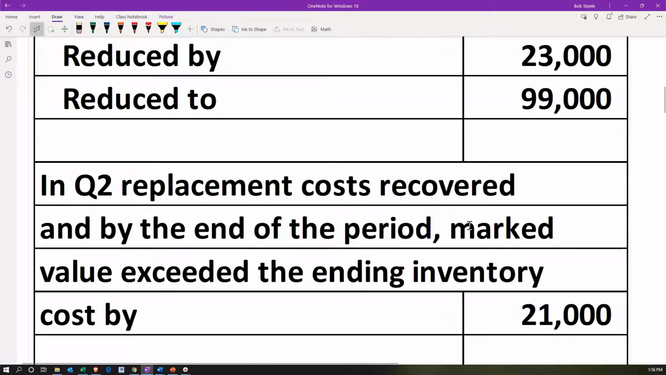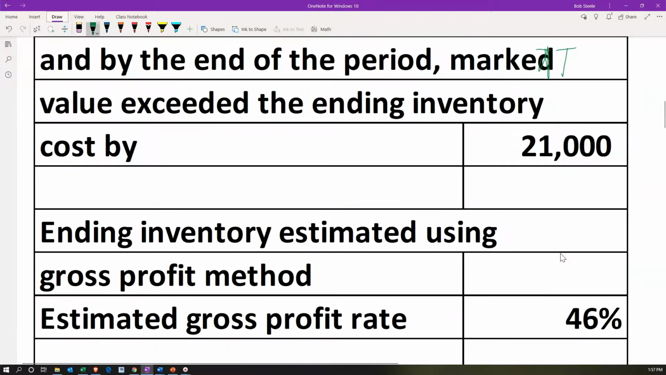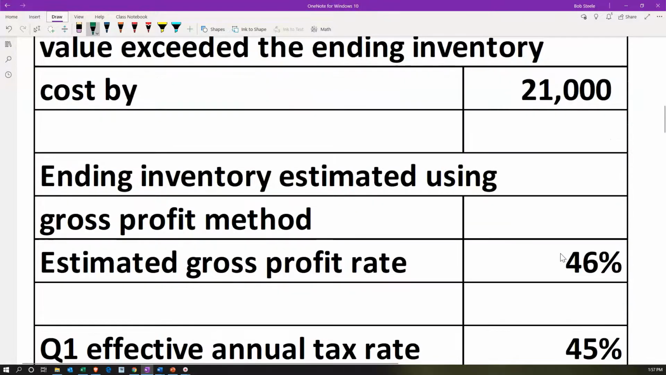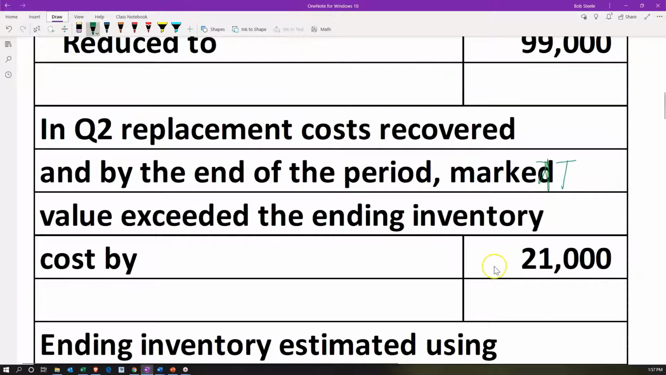But then in Q2, replacement costs recovered, and by the end of the period, market value exceeded the ending inventory cost by $21,000. So then ending inventory is estimated using the gross profit method. So the gross profit method, we're going to have to take that into consideration. This little piece will be a little quirk in our problem. We'll see it, and it's not going to be the major focus, but it'll be a little quirk.